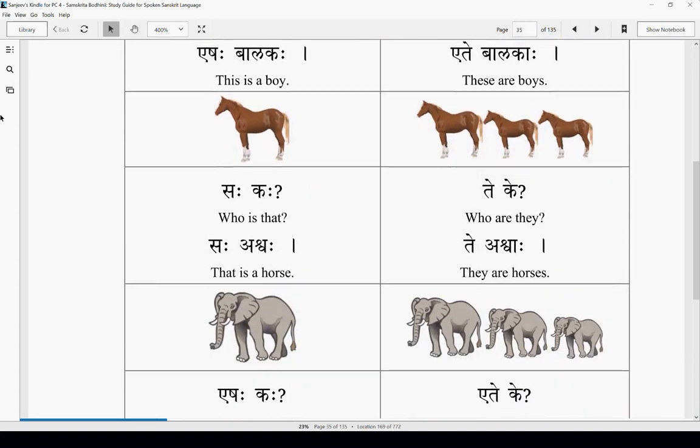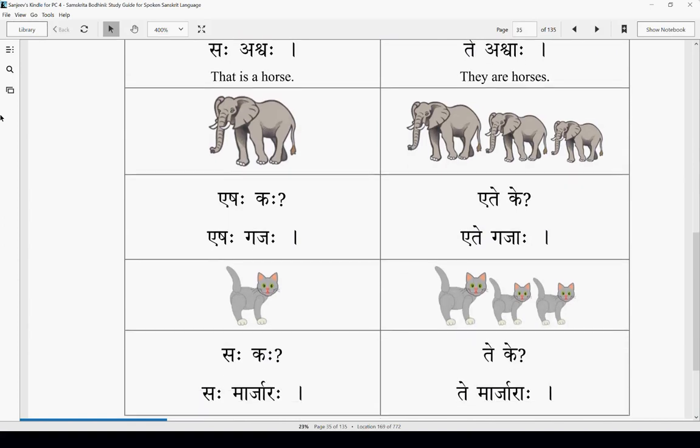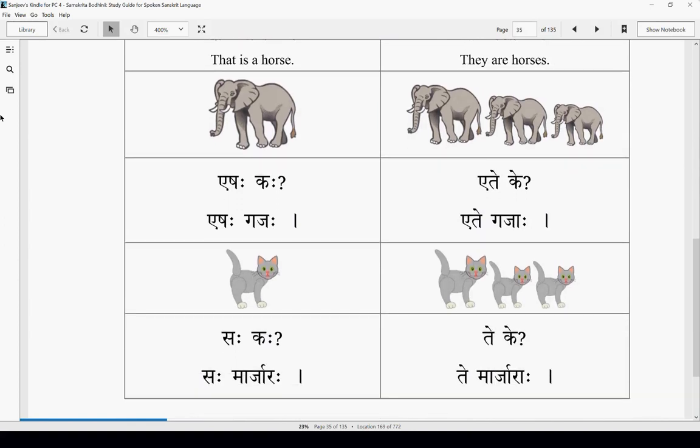Okay, the next one also, please read. Eshaha Kaha. Eshaha Gajaha. Ete Ke. Ete Gajaha. Okay, next one. Saha Kaha. Saha Marjaraha. Te Ke. Te Marjaraha. Yes, Marjaraha, cat.